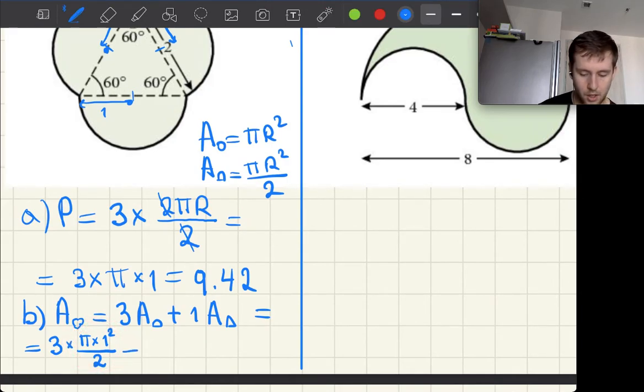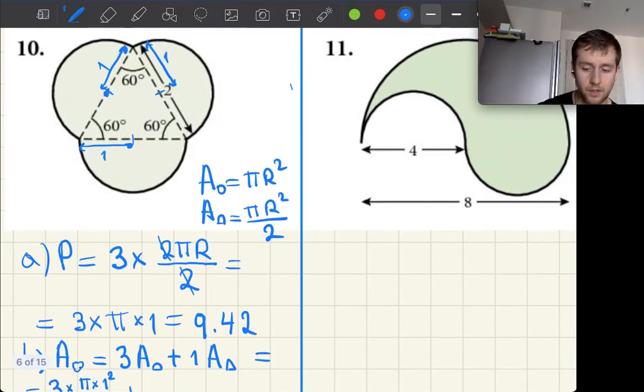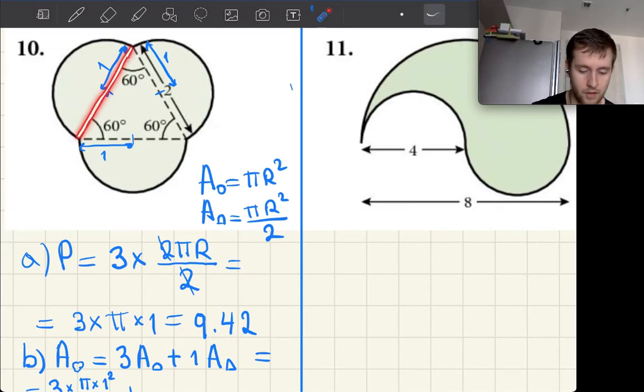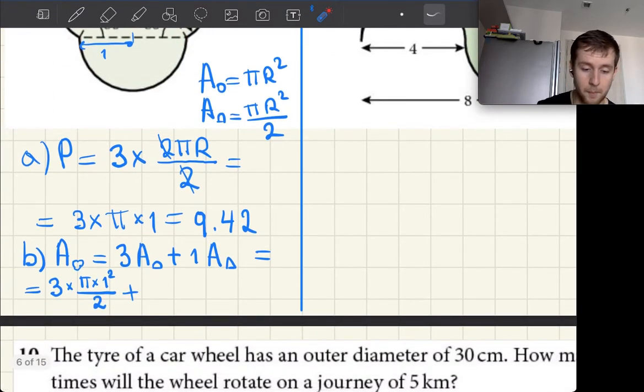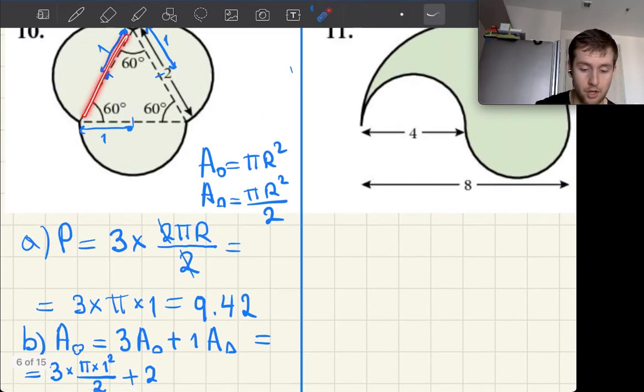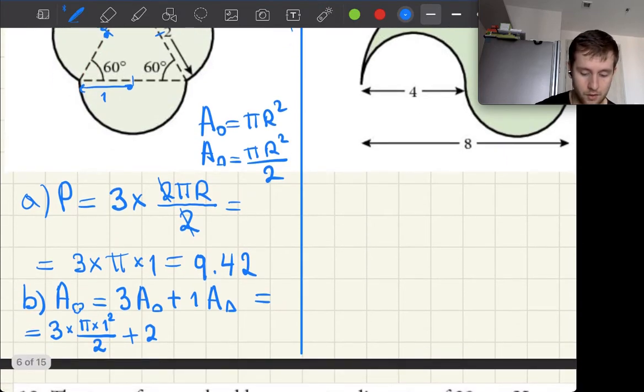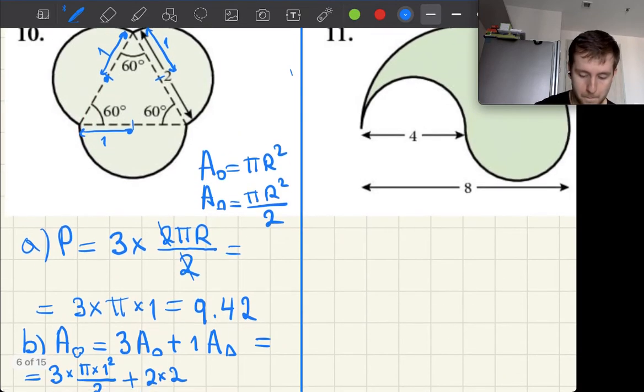And then plus, how do we find the area of this triangle? Well, we can use the formula which we learned in the last lesson, which is side times side times the sine of the angle between them. So let's use this formula. This side is 2, they are all 2 actually. So side times side, this side, times sine of the angle between them.